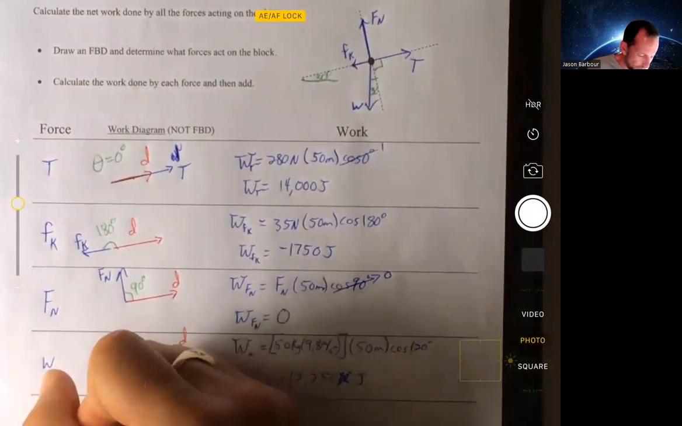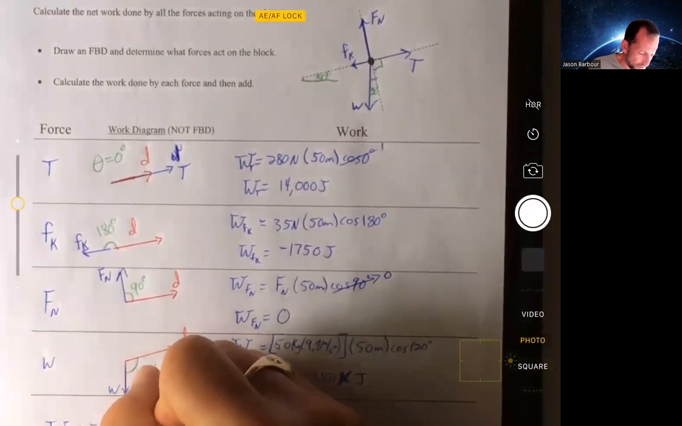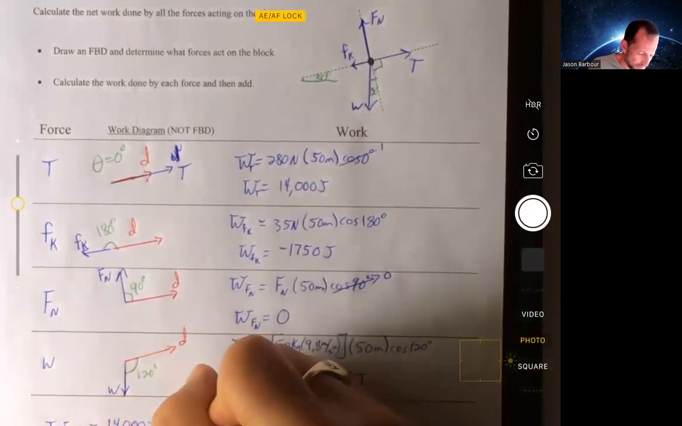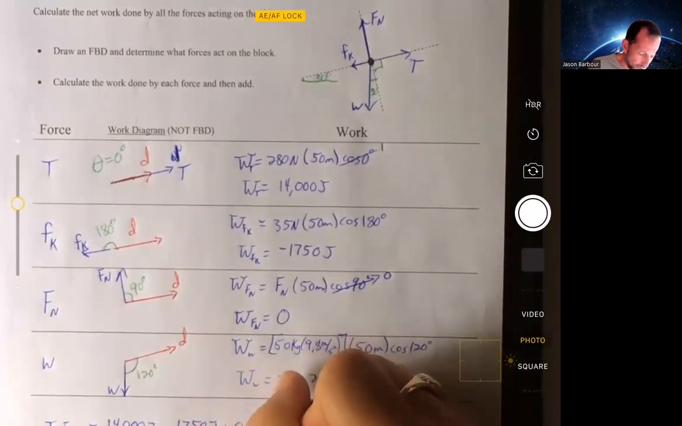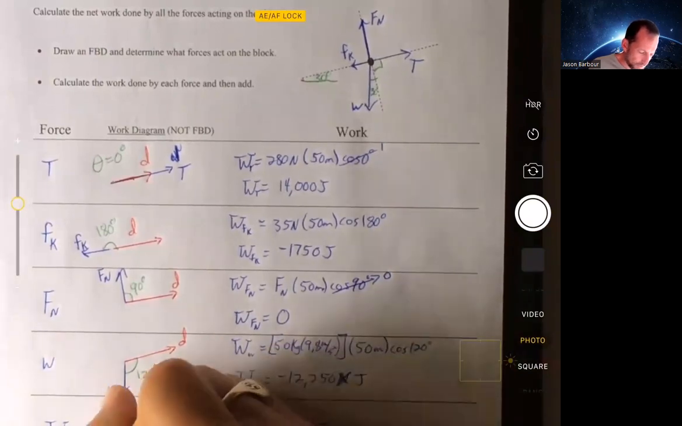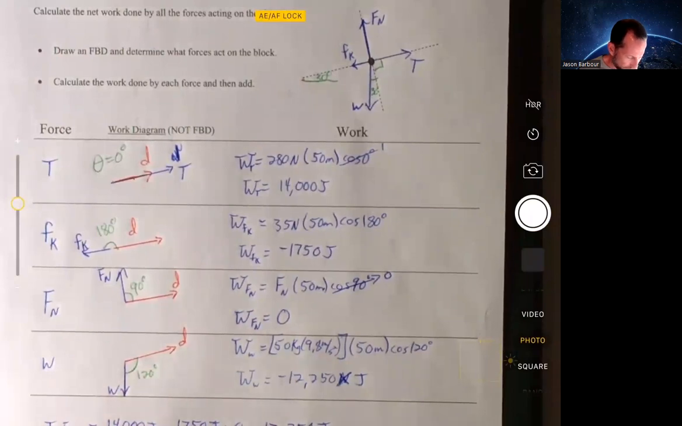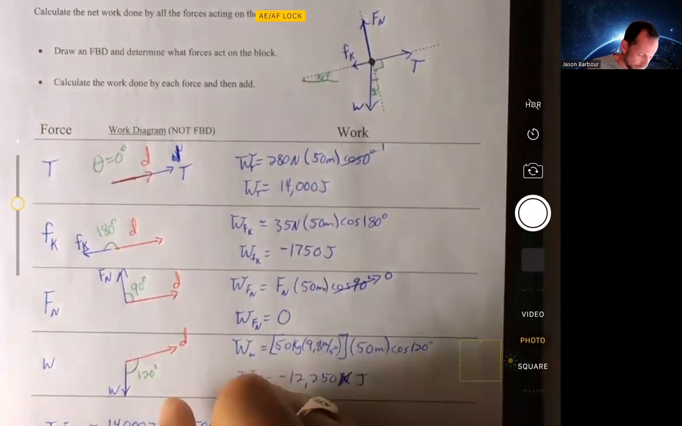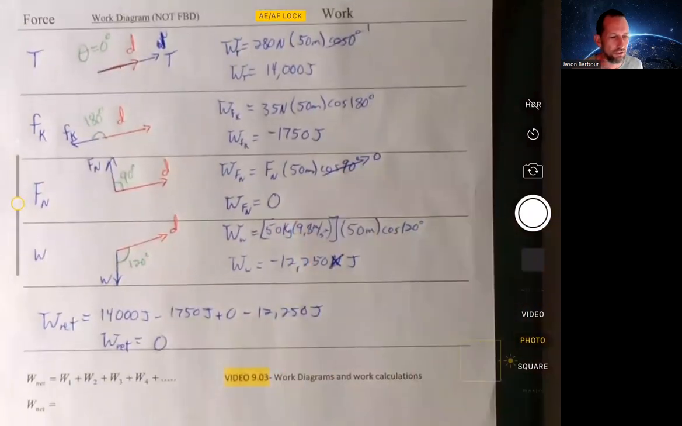And now we add them all up. So we'll just use this space here to add them. 14,000 minus 1750 plus zero minus 12,250. All right, so 14,000 minus 1750 plus zero minus 12,250. And that comes out to zero. Now you can see that comes out to zero.